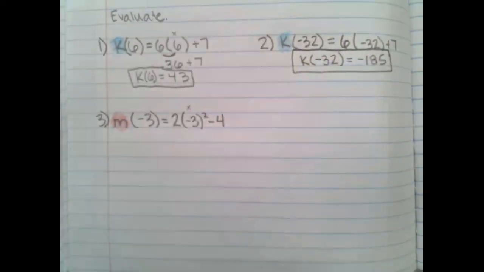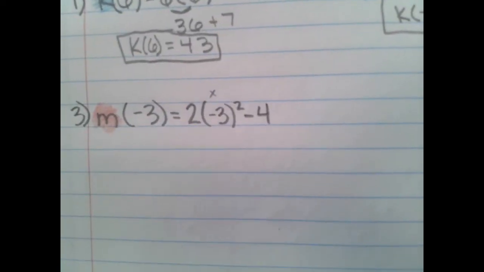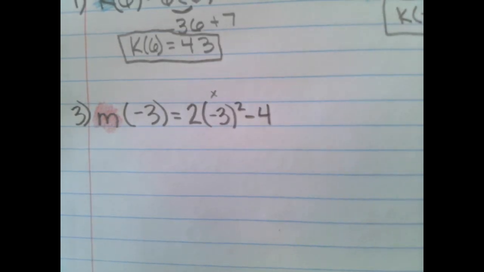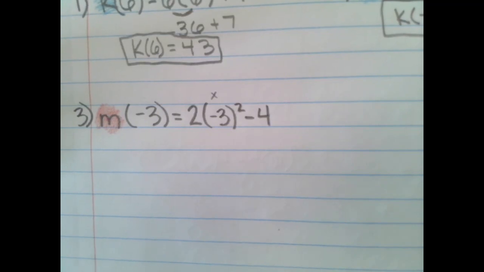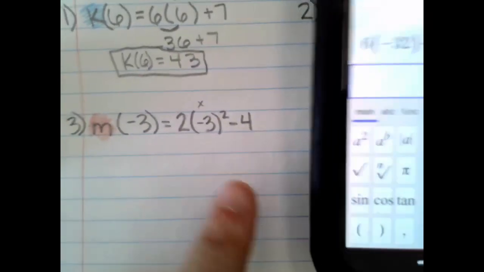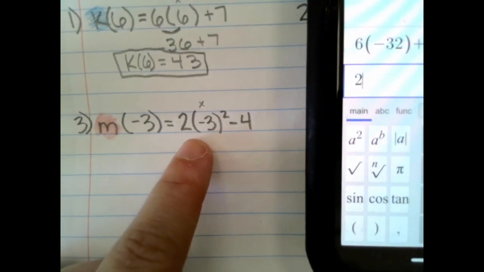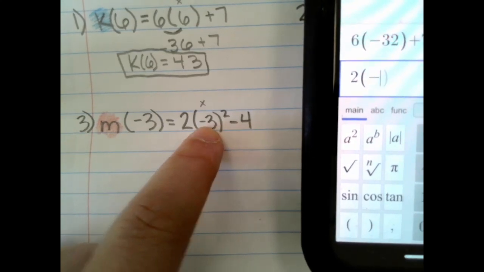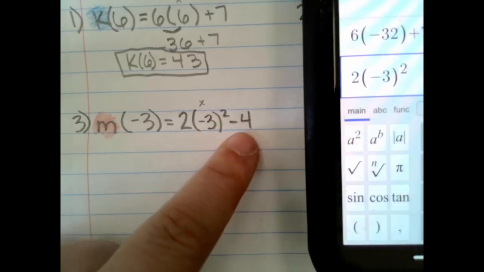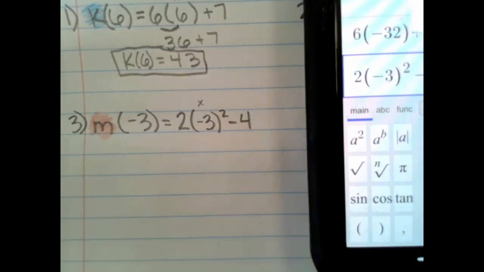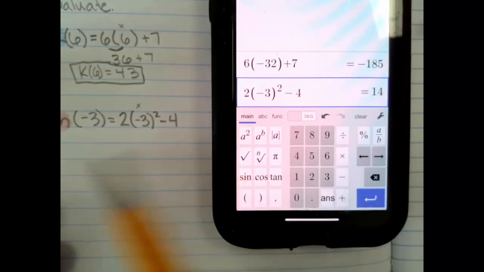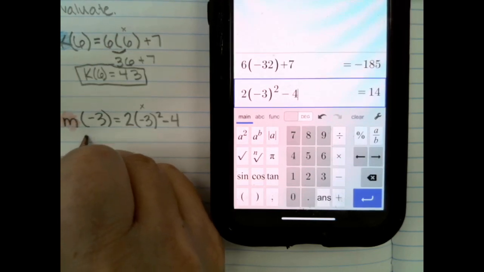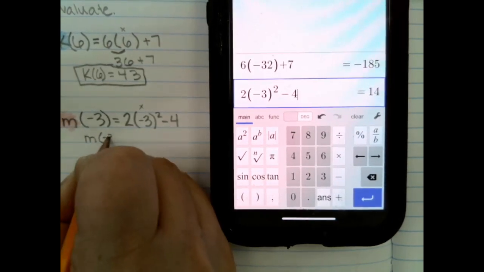All right, we could do this in our heads. Which part do we do first according to order of operations? Good, exponents. So what's negative 3 squared? Negative 3 times negative 3? 9. 2 times 9? 18. And 18 minus 4? 14. Double check. 14. So m of negative 3 equals 14.